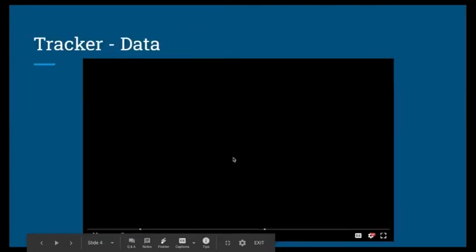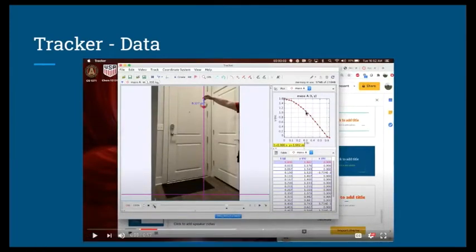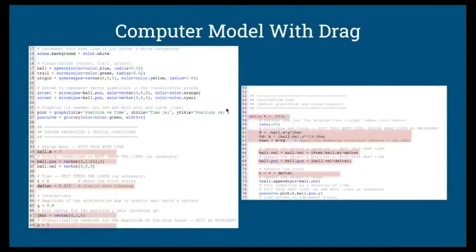And you can see it's different from last week. The main difference is that you can see this is sloping, so that means that the position and the velocity are changing.